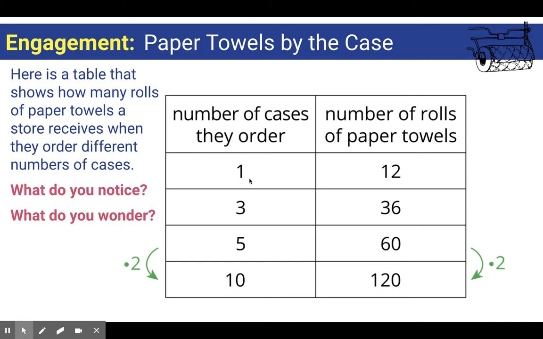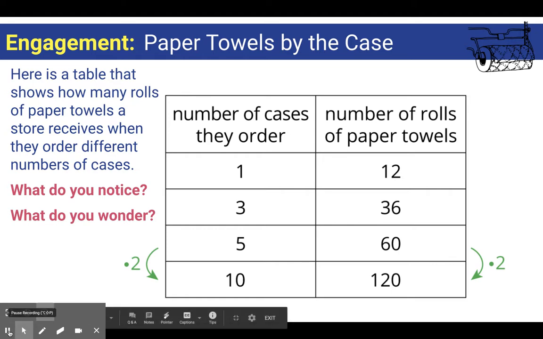So there are a number of different things that we could have figured out from this table in general. But some things we might have wondered: how much does each case cost, how many paper towels are on a roll, or why would you even need 120 paper towels in general? So we're going to think like this as we move through this lesson and talk about how we can find out different information from a table.